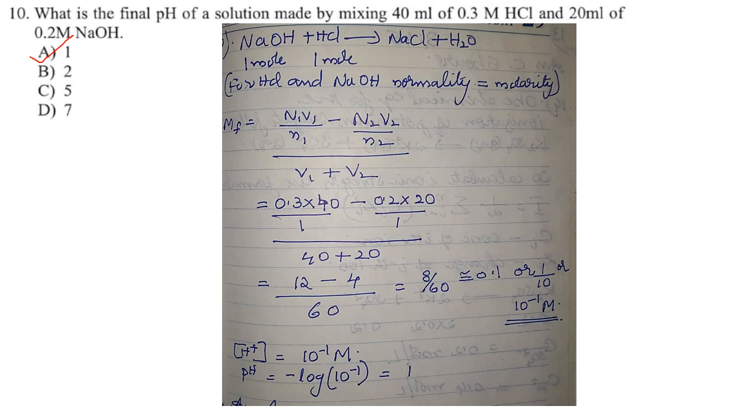What is the final pH of a solution made by mixing 40 ml of 0.3 molar HCl and 20 ml of 0.2 molar NaOH? I have given the calculation here in detail. You can go through that. The answer will be 1. Answer is option A.